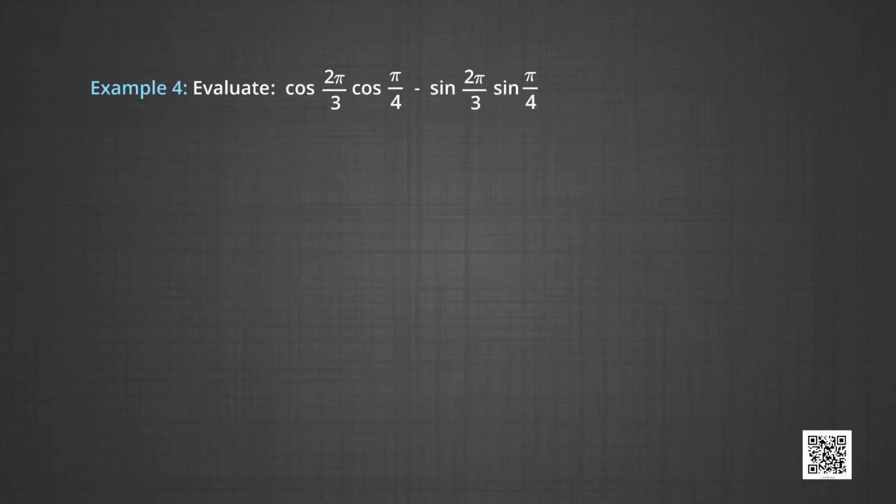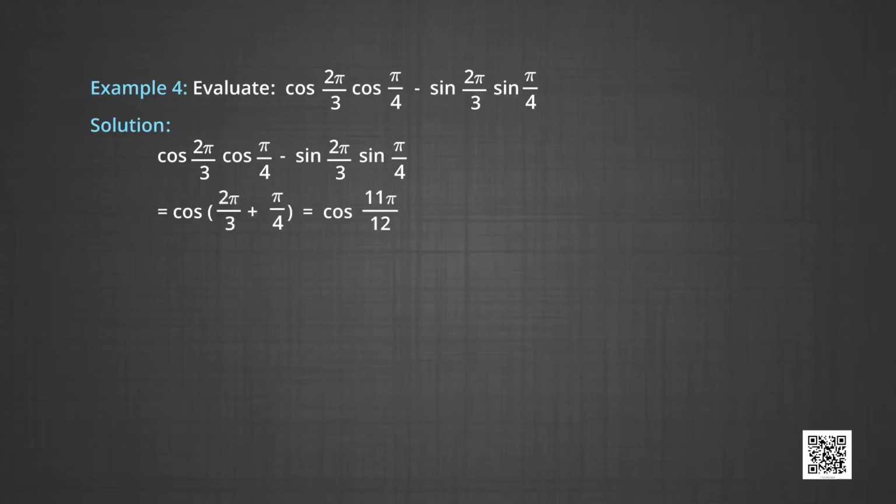In example 4, we will evaluate cos 2 pi by 3 into cos pi by 4 minus sin 2 pi by 3 into sin pi by 4. Now, this can be written as cos of 2 pi by 3 plus pi by 4, which is equal to cos of 11 pi by 12. On converting 11 pi by 12 into degrees, this comes out to be cos of 165 degree, which is equal to minus cos of 15 degree.